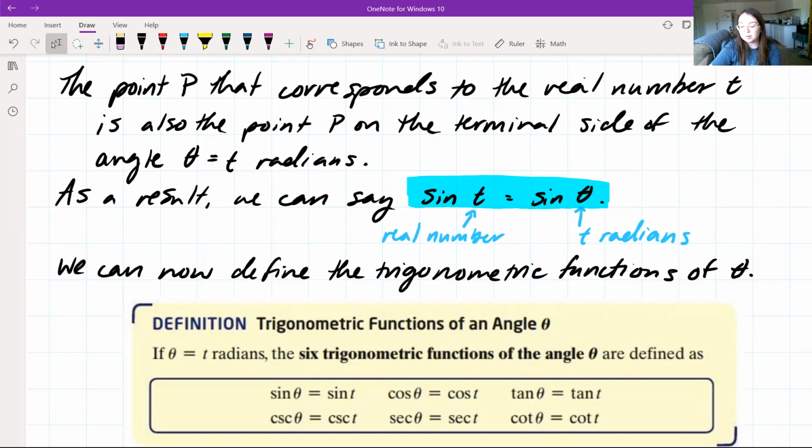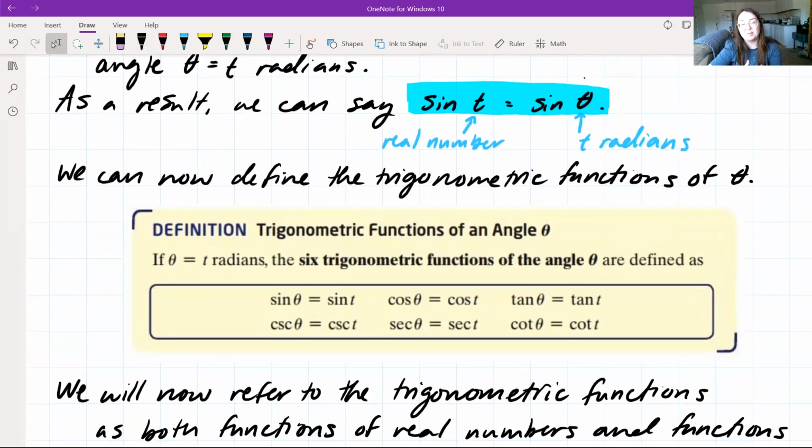So we can now define the trigonometric functions of theta, which is very similar to what we saw before. If theta is equal to t radians, the 6 trigonometric functions of the angle theta are defined as sine of theta equals sine of t, cosine of theta equals cosine of t, tangent of theta equals tangent of t, cosecant of theta equals cosecant of t, secant of theta equals secant of t, and cotangent of theta equals cotangent of t. By saying this, we can now replace everything we saw with t by theta instead.